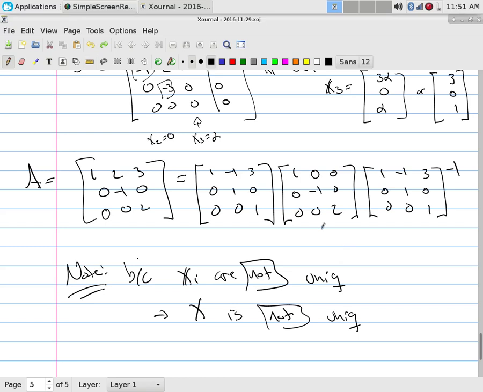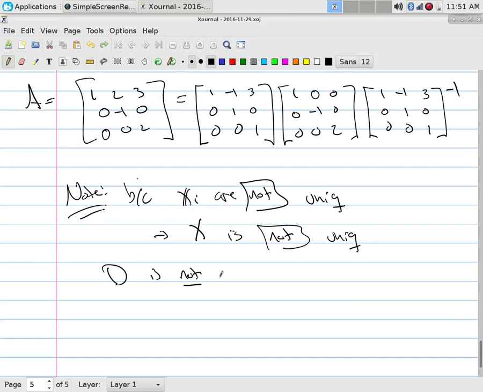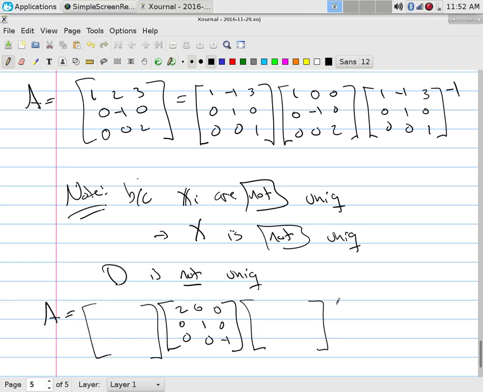The other thing is, not only is X not unique, D is not unique. But the question is, well, why? Because aren't the eigenvalues unique? And the answer is, well, sure. But does it matter the order I put them in? For example, A could have been written as, take my D and just switch the order. I put a 2, 0, 0, 0, 1, 0, 0, 0, minus 1. Well, then correspondingly, what am I going to do with the vectors now? Who was 2's vector? It was 3, 0, 1, so it has to go 3, 0, 1. Who was 1's vector? Well, 1's vector was 1, 0, 0, so it has to go 1, 0, 0. Who was negative 1's vector? Well, negative 1's vector was minus 1, 1, 0, and so that's minus 1, 1, 0.